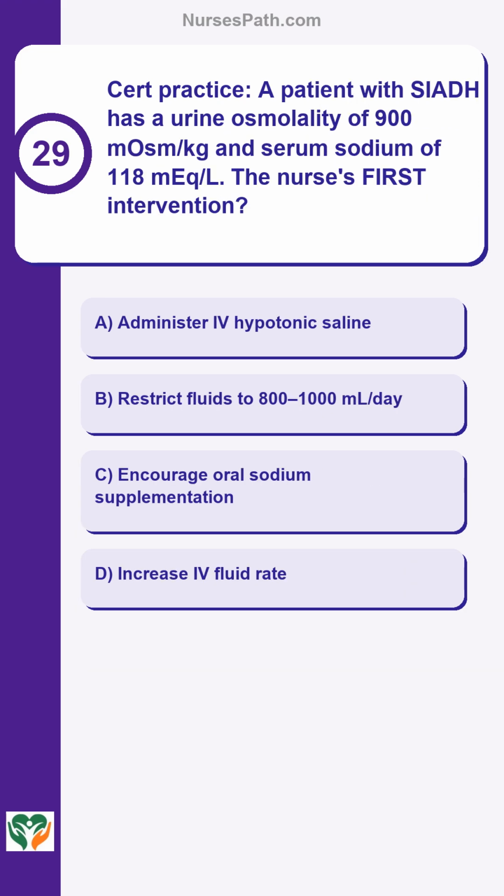Question 29. CERT practice. A patient with SIAD has a urine osmolality of 900 mOsm/kg and serum sodium of 118 mEq/L. The nurse's first intervention? Administer hypotonic saline. Restrict fluids to 800 to 1000 mL/day. Encourage oral sodium supplementation. Increase IV fluid rate.